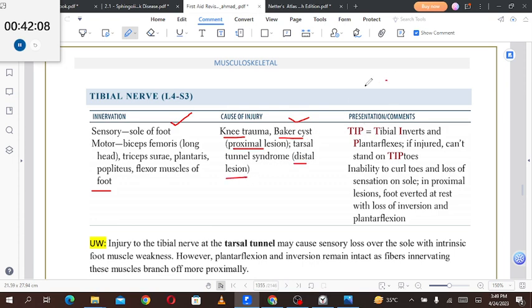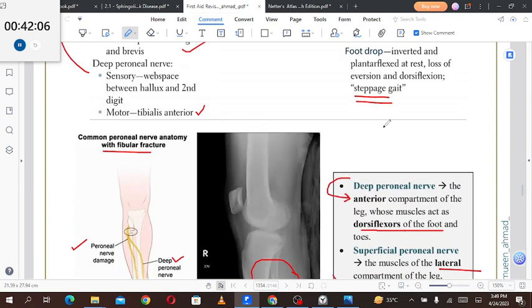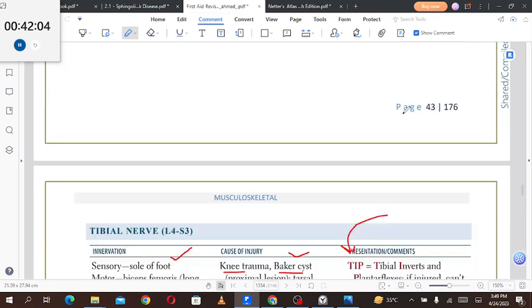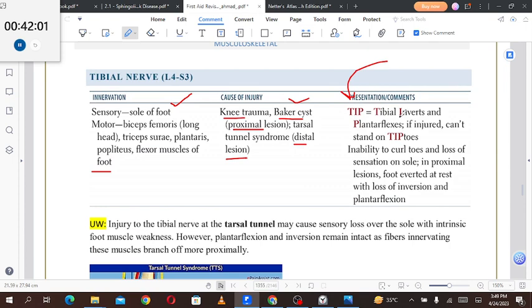And the mnemonic for this one is TIP. For the common peroneal, it was PED, right? And now for the tibial, it is TIP. Tibial inverts and plantar flexes; if injured, can't stand on tiptoes. Inability to curl the toes and loss of sensation on the sole.